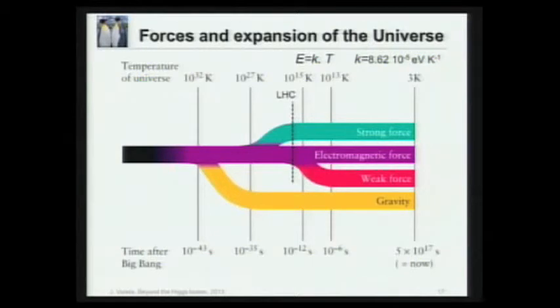If we take as reference the energy of the cosmic background radiation, there is a relation between energy and temperature, but it's enough to multiply by this constant, the Boltzmann constant, and you get the corresponding energy. If you make this computation, we see that the energy of the LHC is at this point. That means we are at the point where you can see the unification of the electromagnetic force and weak force. And indeed, we have discovered the Higgs. That is the sign that we have discovered this unification.